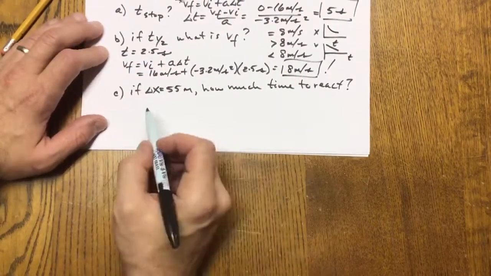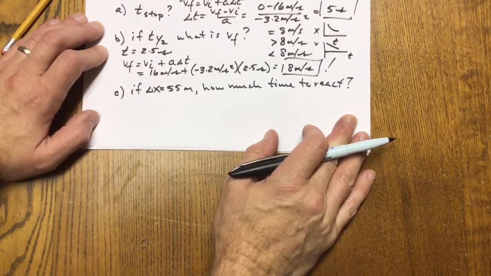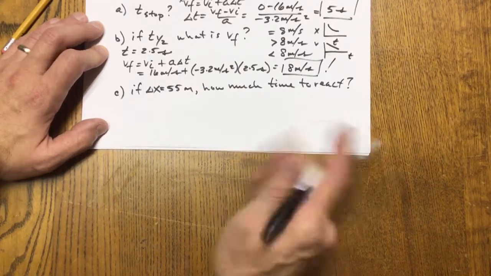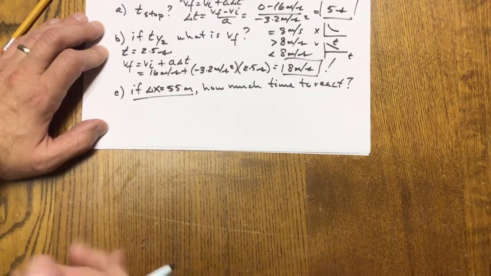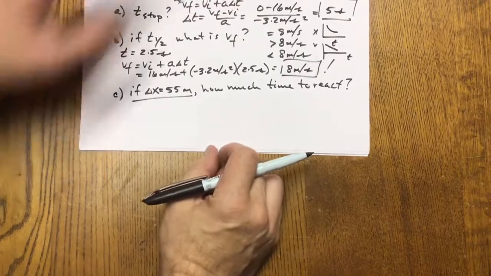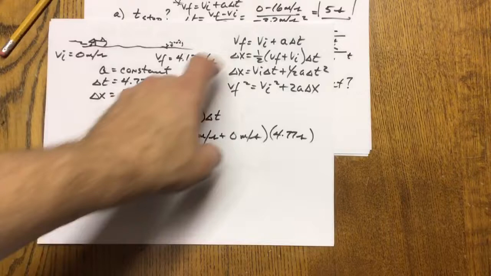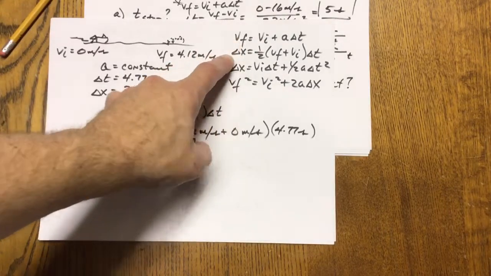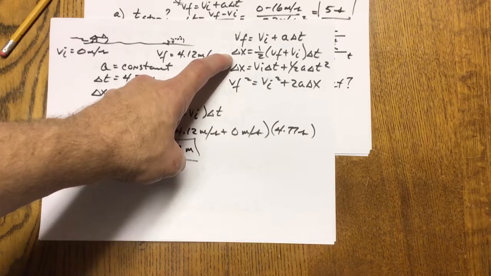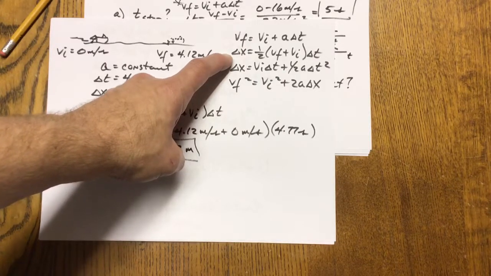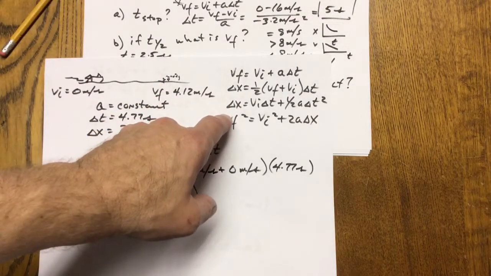Okay, part C. If the displacement is 55 meters, how much time do you have to react? Well, what this question begs us to do is actually to find out how far we're going to go in 5 seconds. So let's try it out. What can we do here? Which one of our 4? We want displacement as a function of initial velocity, final velocity, and acceleration. Suppose we can use time. We should do time maybe.